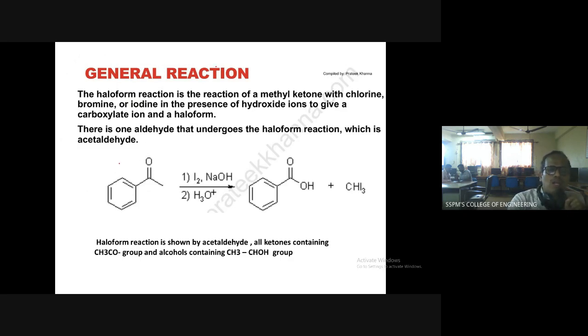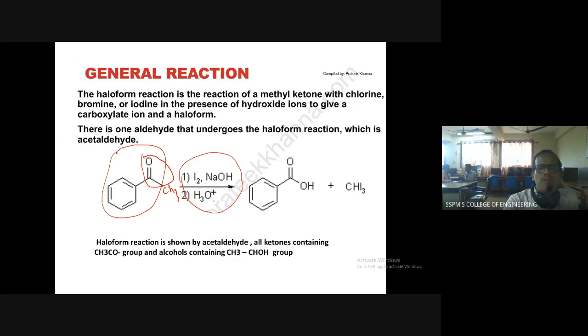What is the haloform reaction? It's the reaction of a carbonyl compound, or even an alcohol, having the group C double bond O CH3, this CH3 group, with iodine, NaOH and H2O. Remember: I2, NaOH, H2O. What will happen? You will get the compound CHI3. This is called a haloform compound, iodoform. So this terminal CH3 will be converted to CHI3, and the compound will be converted to an acid. This is called the iodoform reaction.